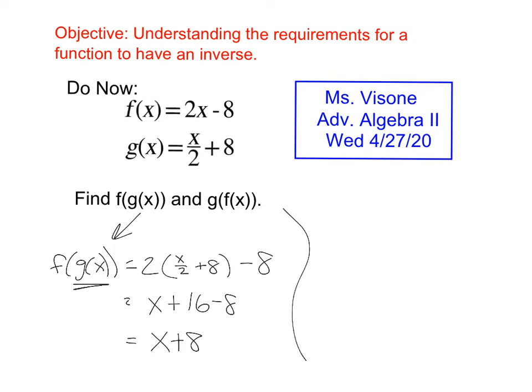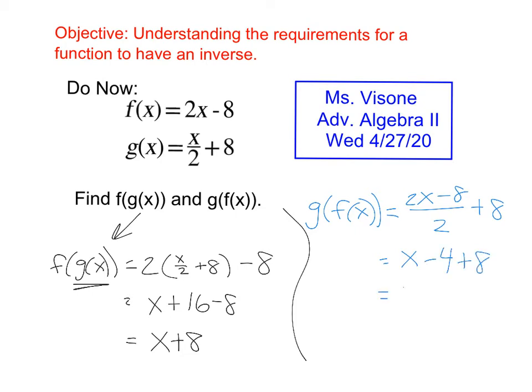Then we'll do the other one. This time g is on the outside. So g is something over 2 plus 8. That thing that's over 2 is 2x minus 8. If I simplify that, I get x minus 4 plus 8, x plus 4.